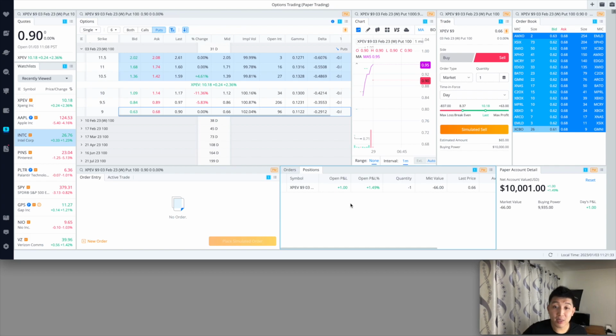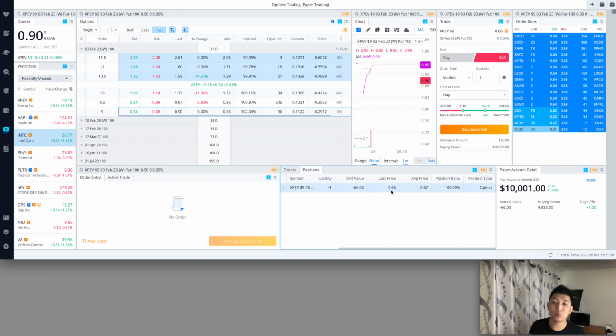So after waiting for a bit, we're up a dollar. Right now we're up about 1.49%. The whole premise of this is selling high and then buying back in low. Earlier we sold at 0.67, and now the last price is 0.66. If we were buying back now, we'd probably gain just a dollar or even break even, depending on how the market is. So right now we're trying to get this as low as possible.